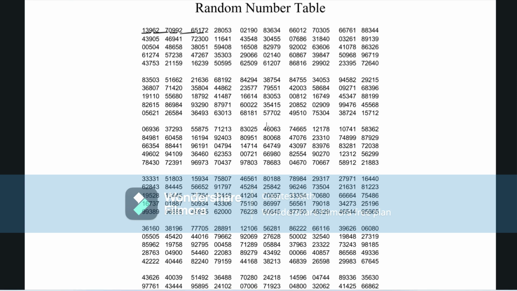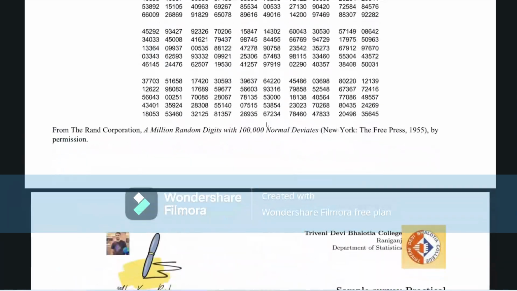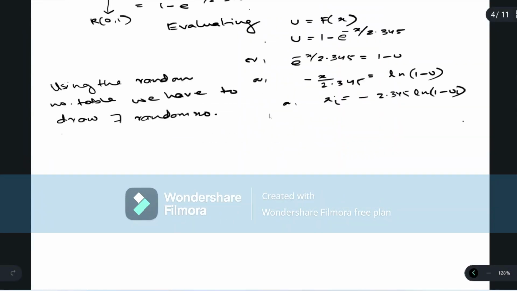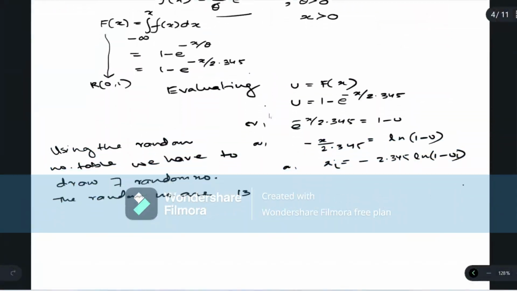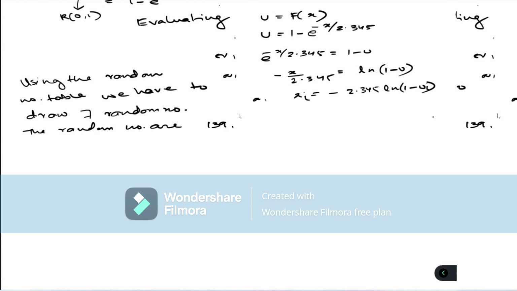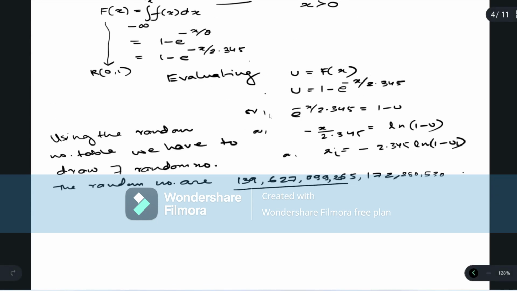So putting the values in the table, we get the random numbers 1 3 9, 6 2 7. These are the 7 random numbers I have drawn using the random number table. Now putting it to the decimal place.